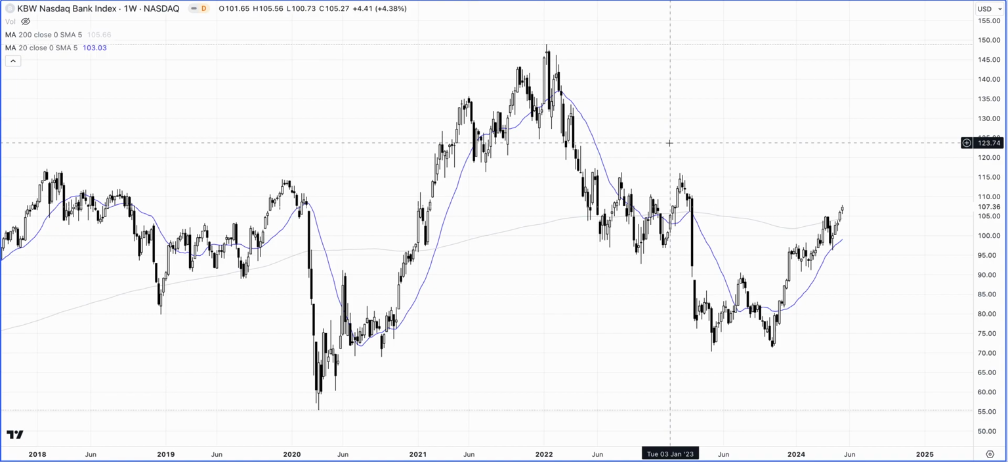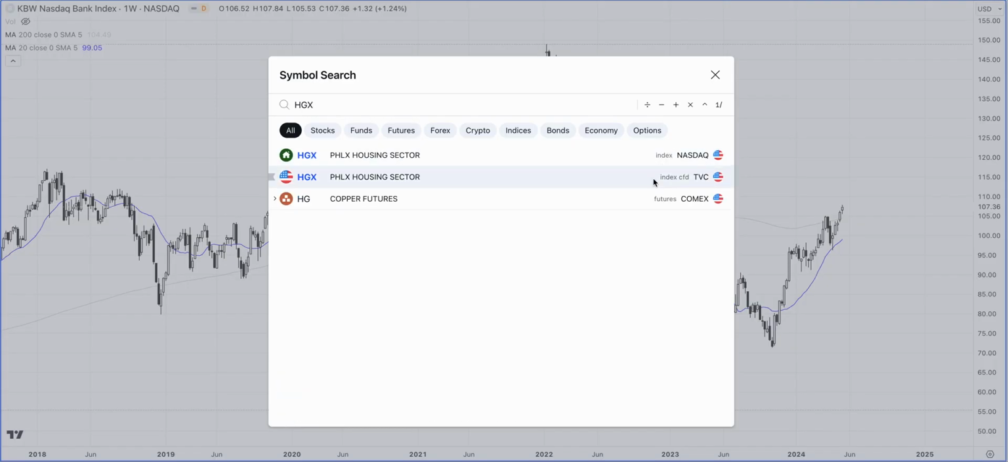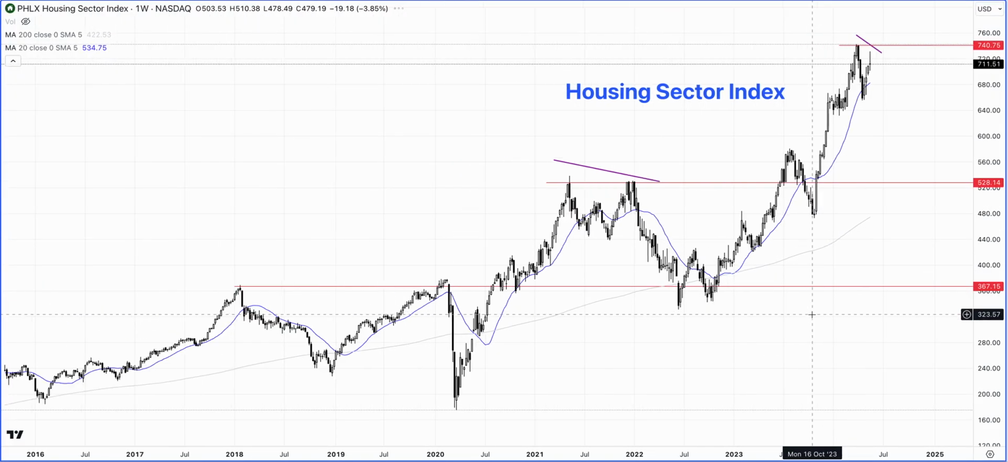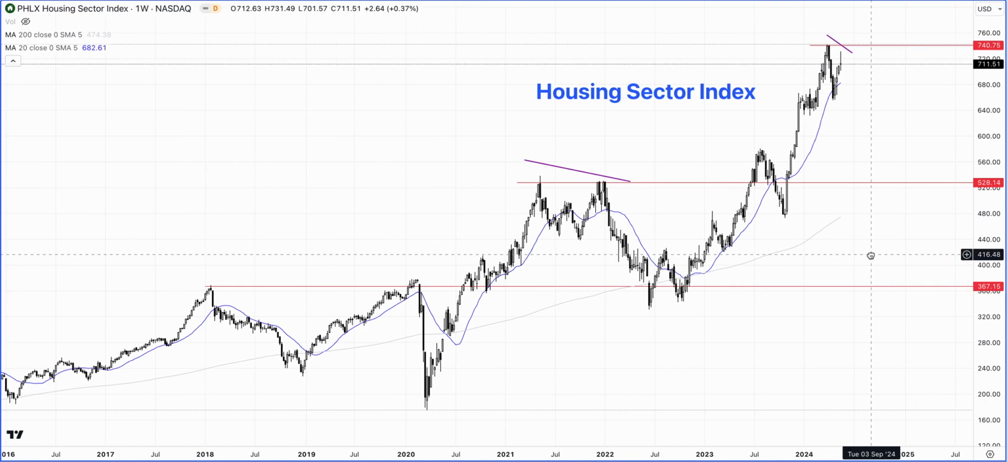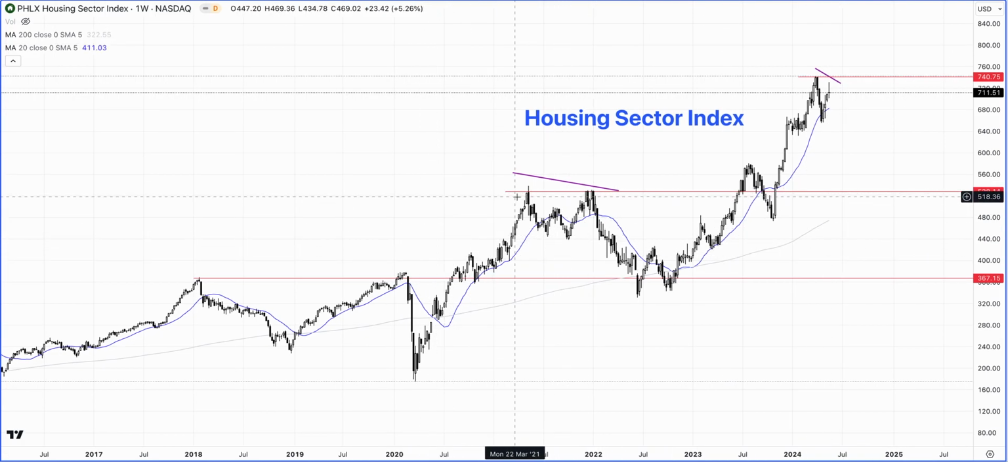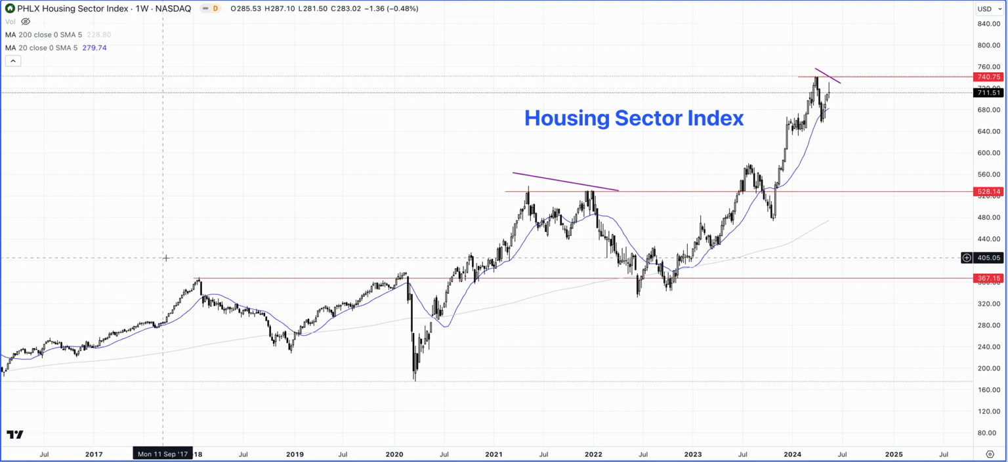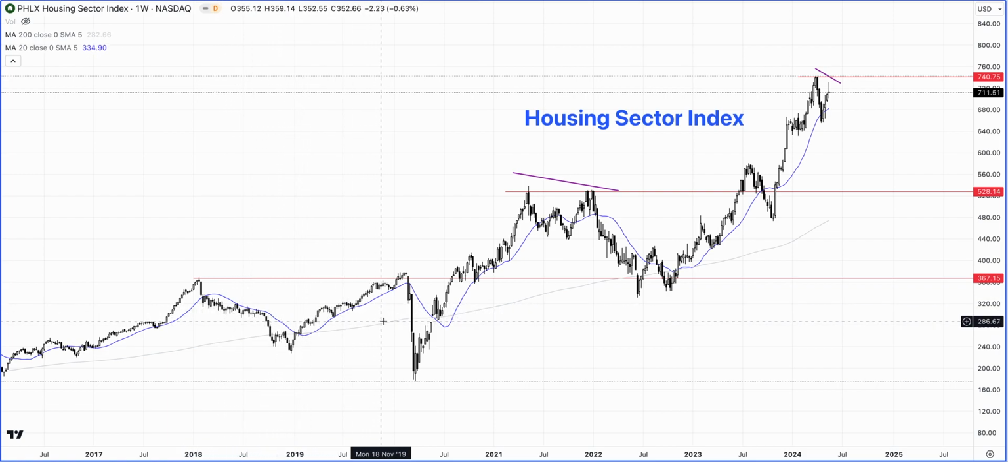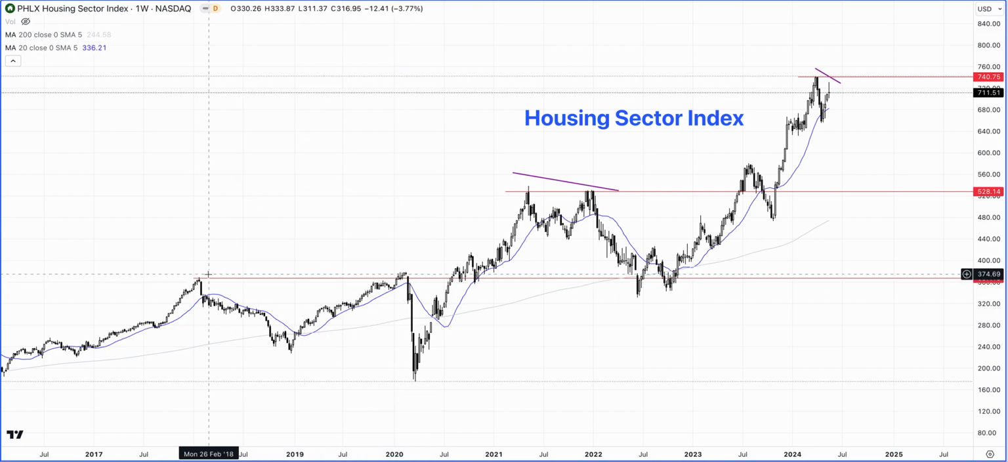Okay, now let's take a look at housing by taking a look at the Philadelphia Housing Sector Index. So here we go. This is the daily chart. This is the weekly chart. What I wanted to point out is these points of inflection around here. So going back to 2018, for quite a long time, there is a fair amount of consolidation here, a move lower then a bull move higher, pretty much a double top.